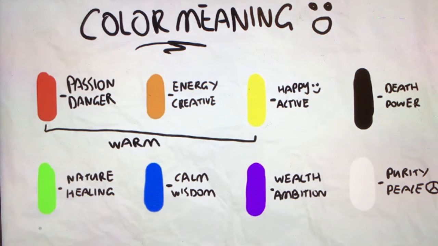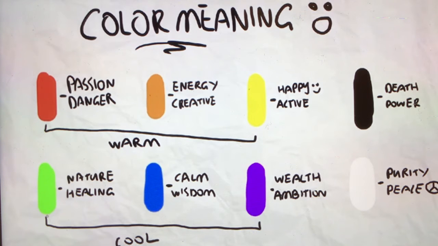We also have warm and cool colors. Green is somewhat of a neutral color, but let's just say it's cool. So obviously red, orange, yellow are all somewhat warm colors. Blue, purple, and green are somewhat cool colors. And you can also make any color on a color wheel warm or cool.